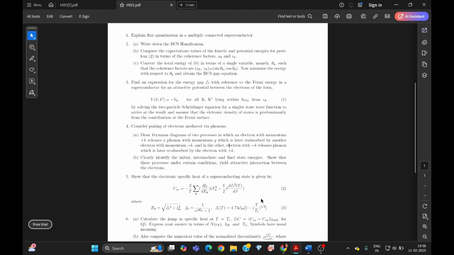So the next question is: find an expression for the energy gap delta with reference to the Fermi energy in a superconductor, for an attractive potential between the electrons of the form minus V naught for all k and k prime lying in between the Fermi energy and the Fermi energy plus h bar omega D. Right. Here, this one is basically the Debye energy.